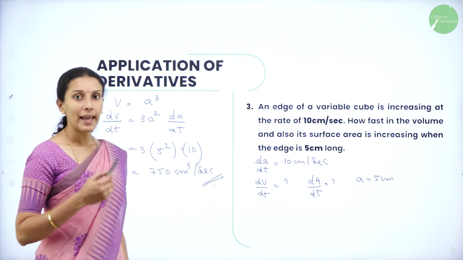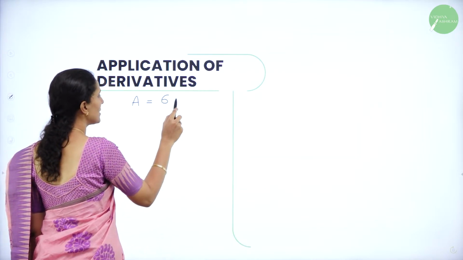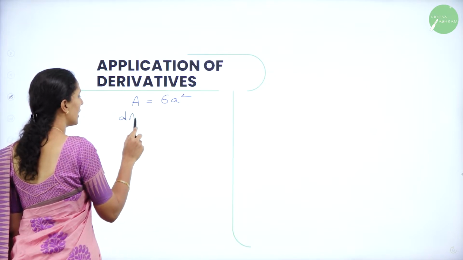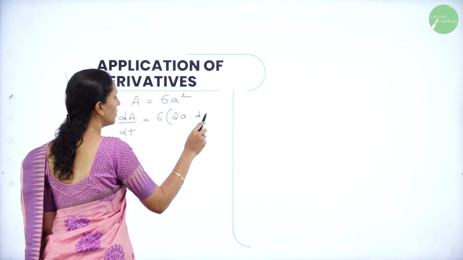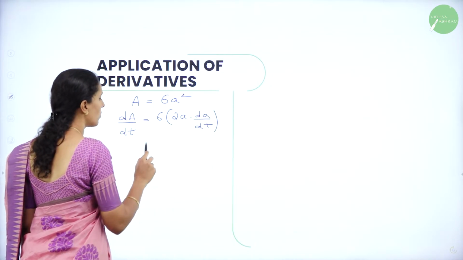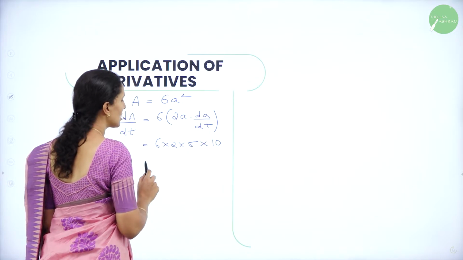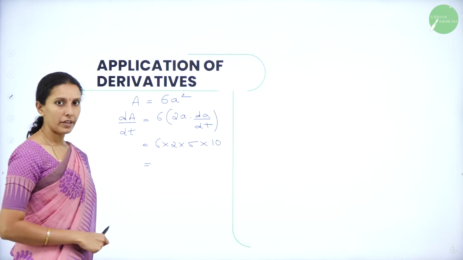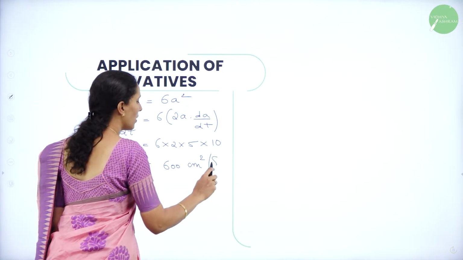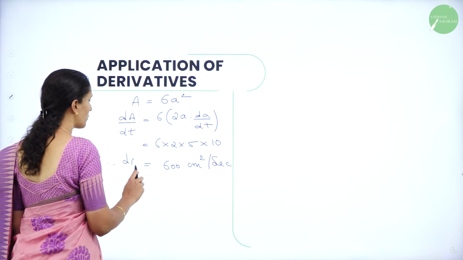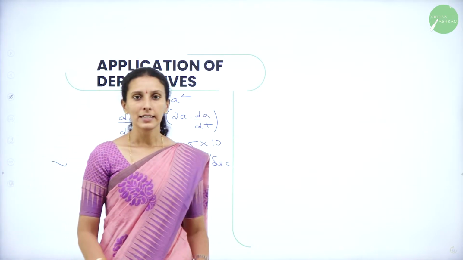Now, let's calculate the surface area of a cube. So, the surface area of a cube is given by 6a square. So, when you differentiate it, it is dS by dt, which is equal to 6 into 2a into da by dt. So, again it is 6 into 2 into a is 5, da by dt is 10. So multiplying these values, we will get the answer as 600. Since it is area, it is centimeter square per second. So this is the rate of change of area whenever the side of the cube is 5 centimeter.